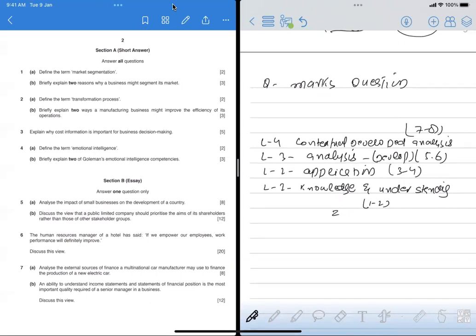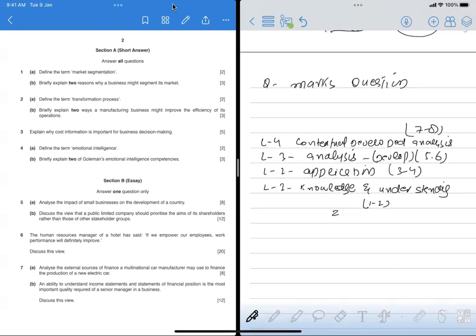For example, the question is: analyze the impact of small business on the development of a country. Now you write that with the help of small businesses, the country can improve its GDP. The improvement of GDP is your knowledge point. This is level 1. When you say that because smaller businesses can be started easily, they can produce a lot of goods and a lot of people can do small business, this is some application that you have done. You will move to level 2.